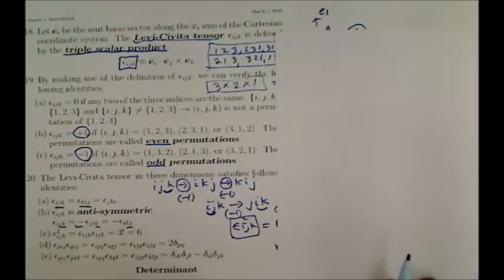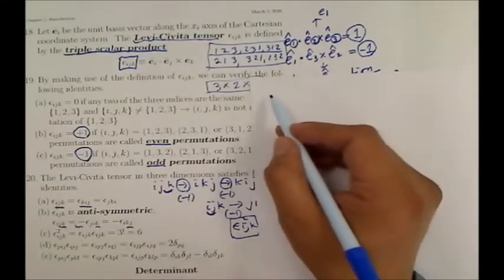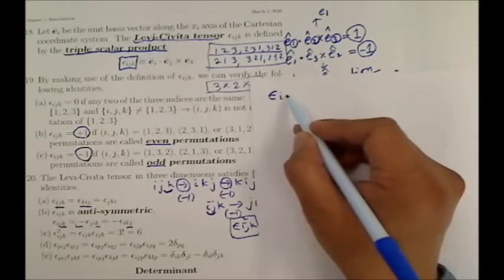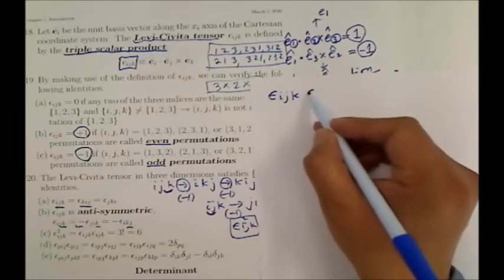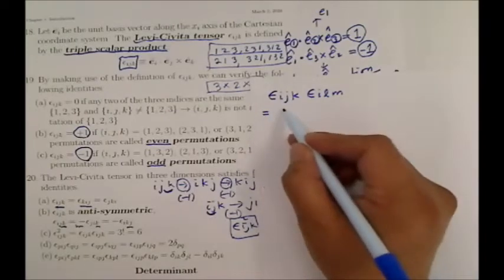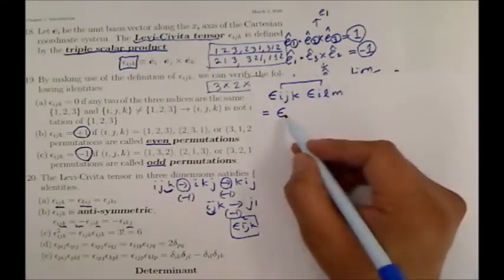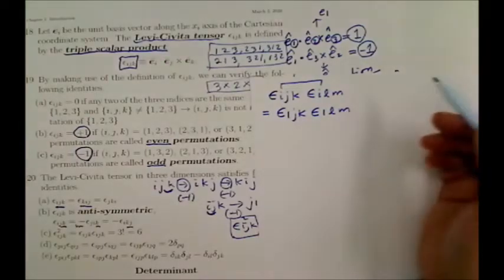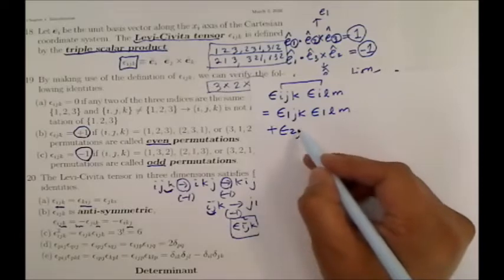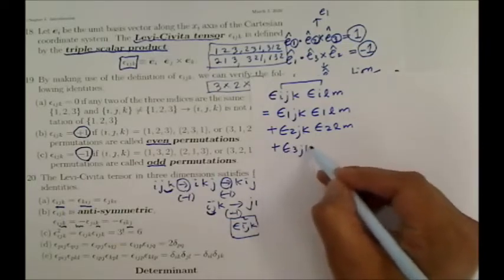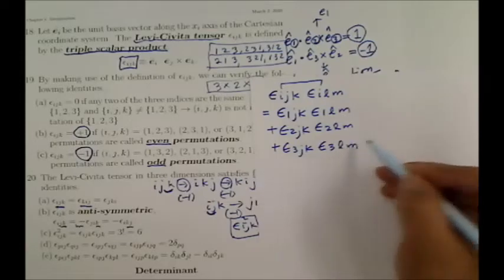Let us continue to study the Levi-Civita tensor. We have epsilon ijk epsilon ilm. This one can be written with i summed over, so epsilon 1jk epsilon 1lm plus epsilon 2jk epsilon 2lm plus epsilon 3jk epsilon 3lm. Okay.